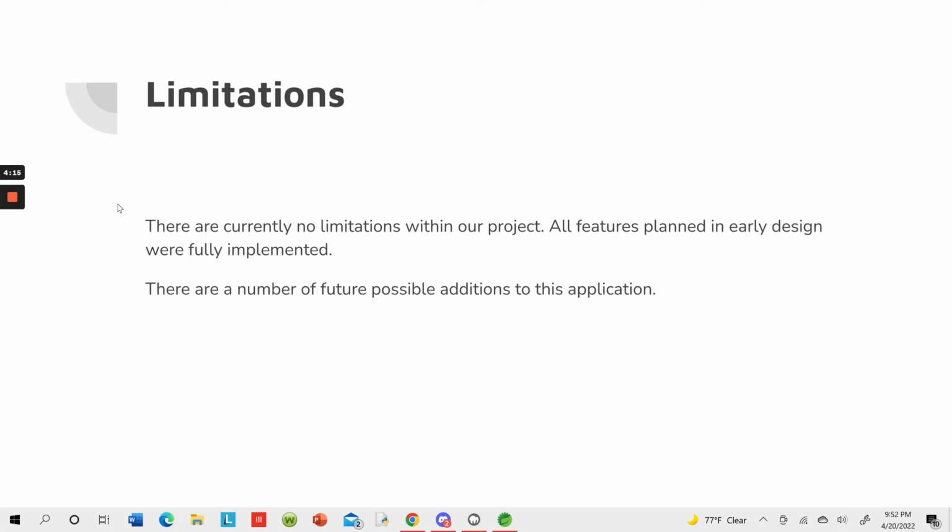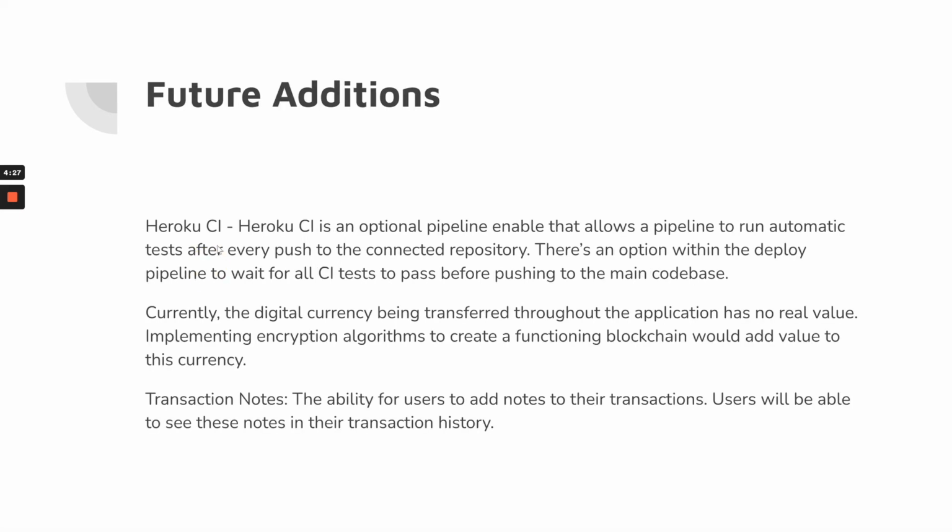So in terms of limitations, there are currently no limitations within our project. What we mean by that is all the features that we had initially planned in our early design were fully implemented. However, there are a number of future possible additions to this application. For example, Heroku CI is an optional pipeline feature that allows the pipeline to run automatic tests. So every time you push to the repository that the Heroku pipeline is connected to, there's an option that the pipeline will wait for all the CI tests to pass before pushing to the Heroku code base.